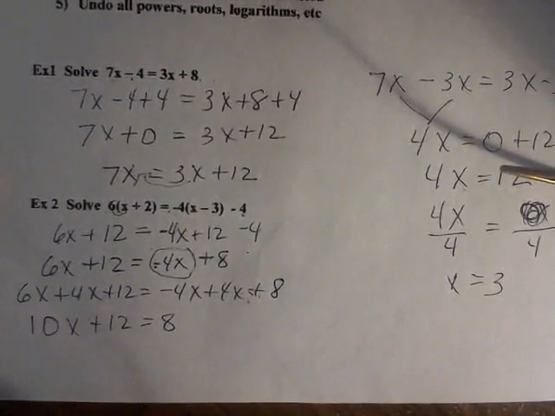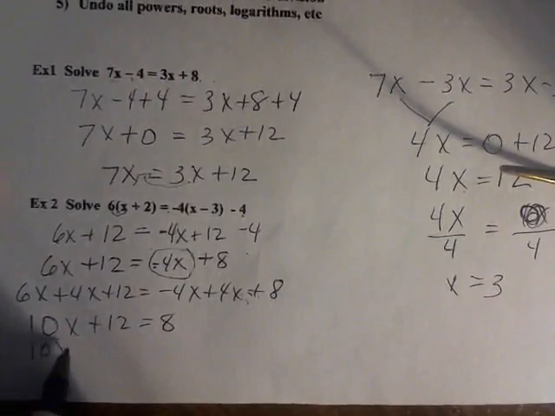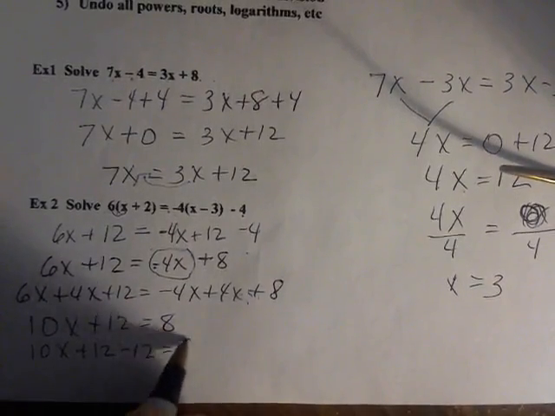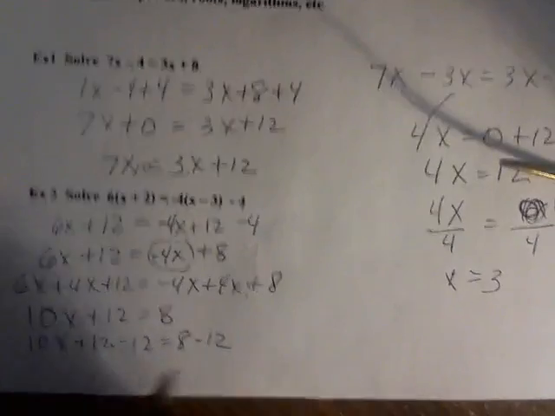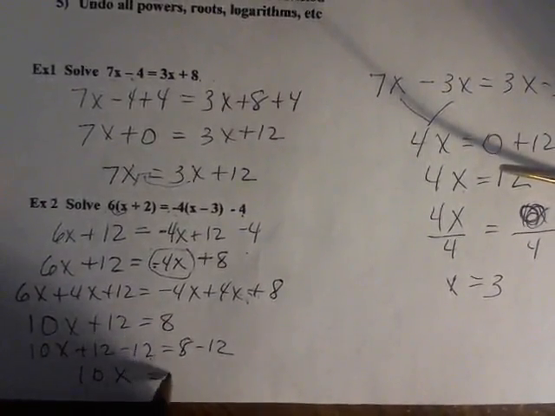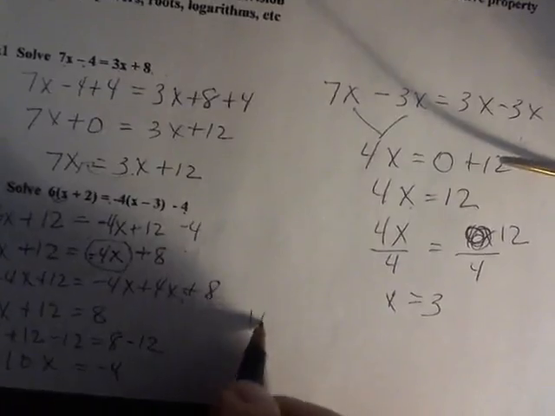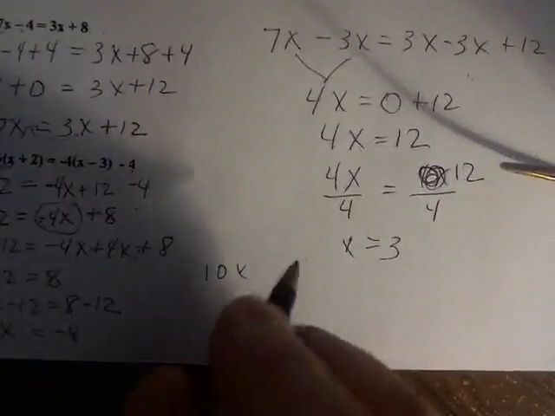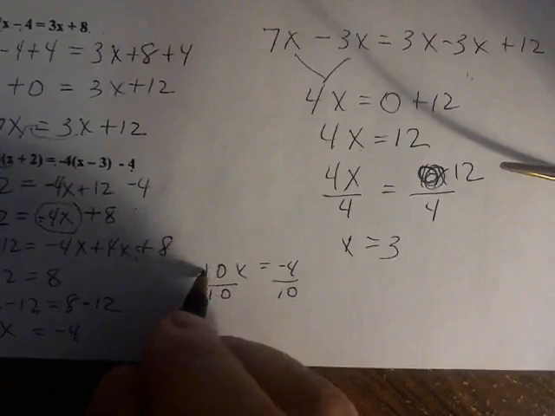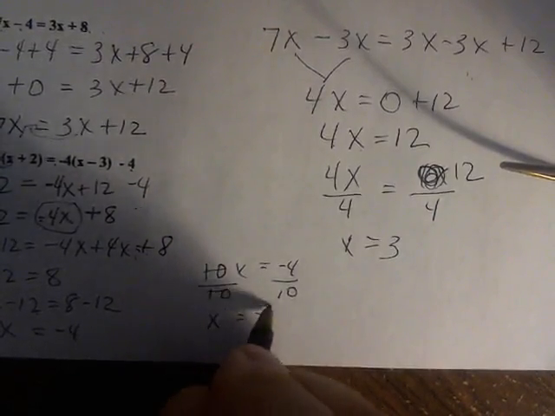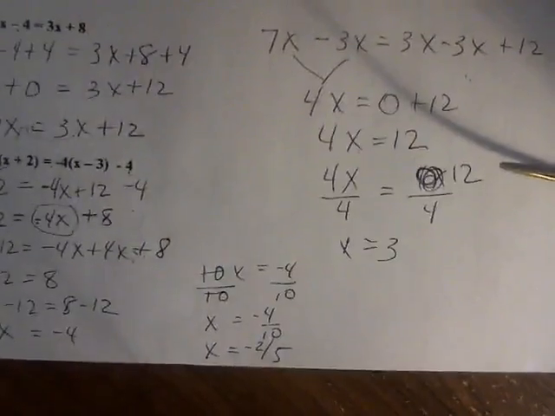Now I've got to take the 12 over to the other side so I can get x by itself. So I do that by subtracting 12 from both sides. So I subtracted here and here. Again, I get another 0. So I get 10x. 8 minus 12 is negative 4. Be careful with your signs. So I have 10x equals negative 4. Divide both sides by 10. So those 10s go away to make 1x equals negative 4 tenths. Reduce your fraction to get negative 2 fifths.